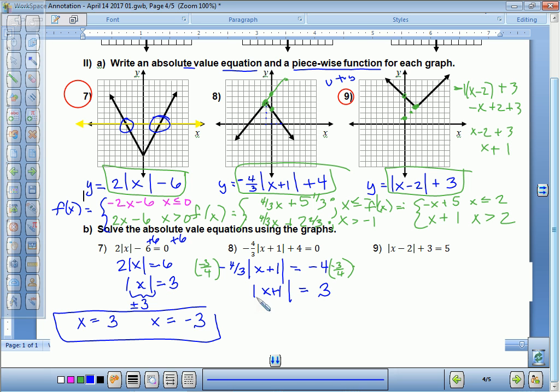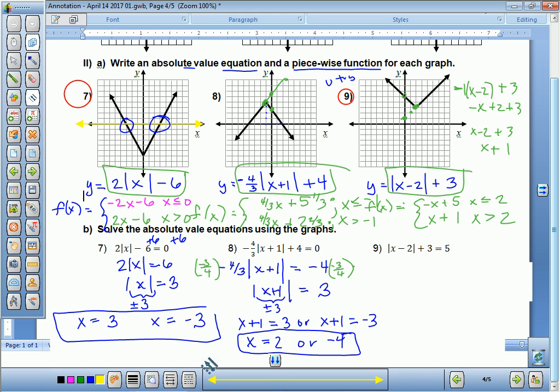Okay, so what that means is all of this stuff either equals +3 or all of this stuff equals -3. So this is where we have to split it. X plus 1 equals +3, or x plus 1 could equal -3. Either way, that would end up being true. So if I solve this one, I get x equals 2, or solve this one, I get -4.